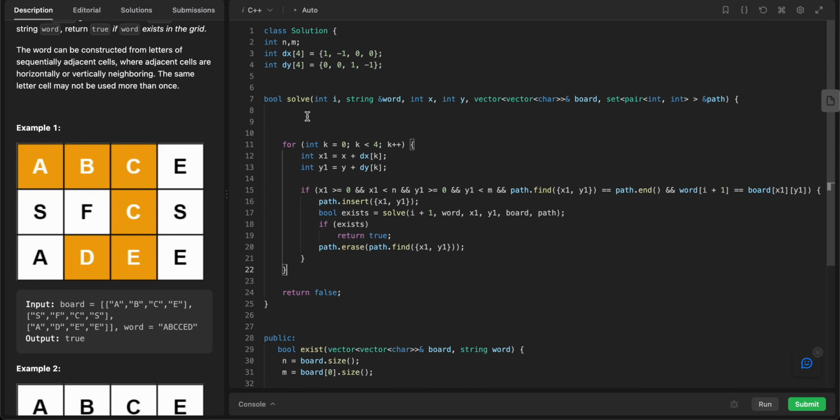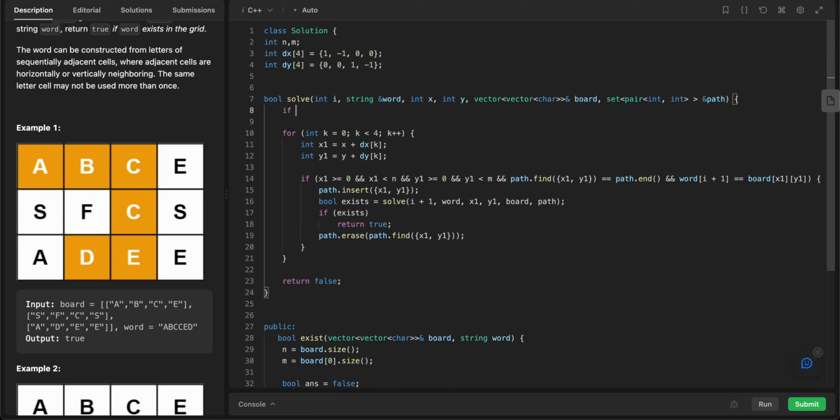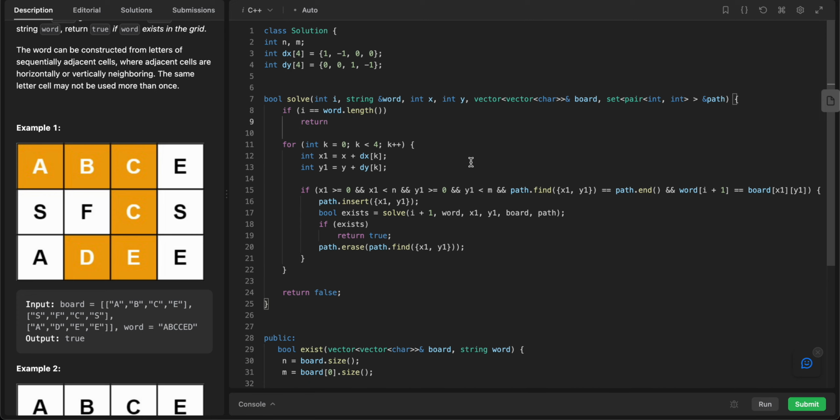What should be the base case? Base case is if I reach at the end, if I is equal to word.length, return true, because here if I was not word.length, so let's say I was word.length - 1, then it will try I is equal to word.length, it will throw null pointer now, or index out of bound.